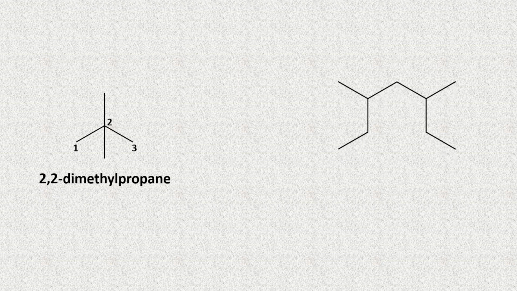In the second organic compound, there are 7 carbons in the parent chain. The numbering can be done from either end as the organic compound is symmetrical. There are 2 methyl substituents at position numbers 3 and 5. Hence, its IUPAC nomenclature is 3,5-dimethyl heptane.